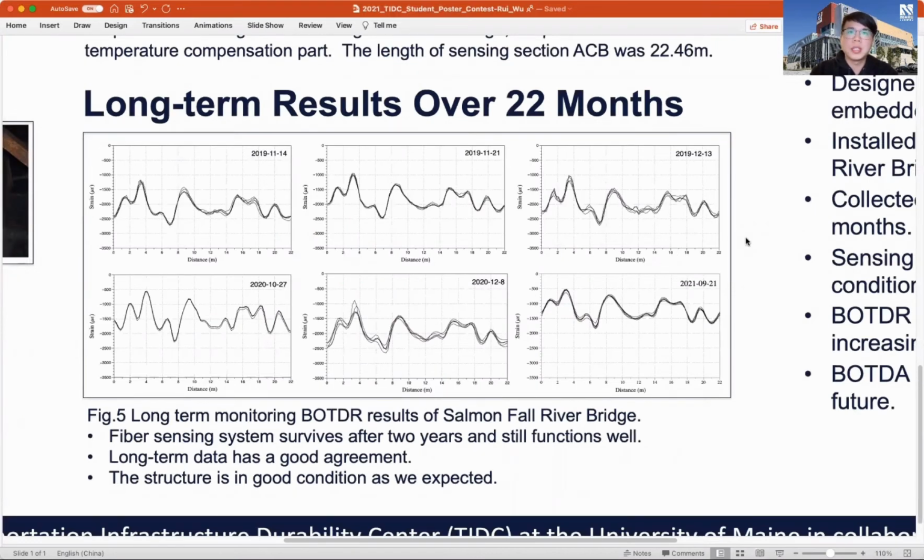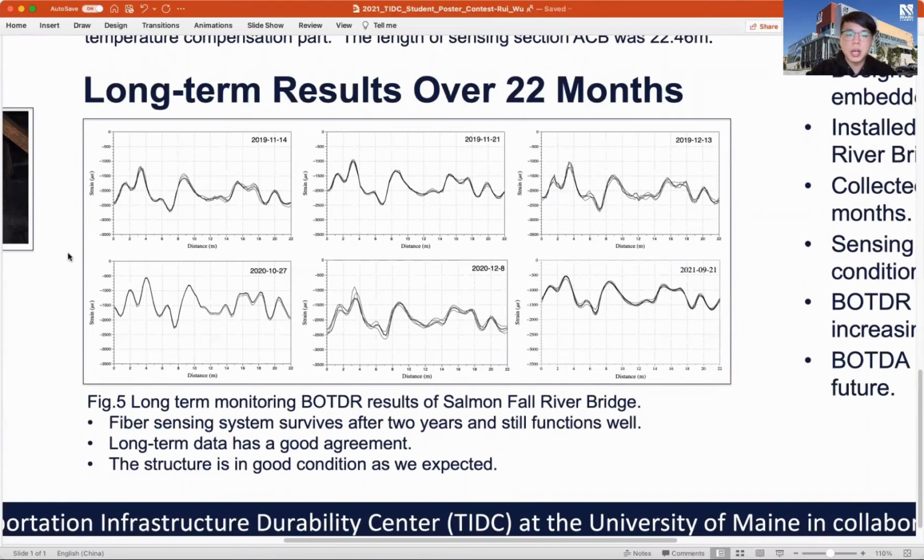After installation of the sensing system, we continuously came back to the bridge and recorded data over 22 months. Only the sensing section is shown in Figure 5, and they all used the same parameters and were continuously recorded 5 times in each test. The data trends were in good agreement with each other and represent that the structure of the bridge was in good condition as we expected. These data results indicate that our system is durable and can work under different weather conditions in the very long term.